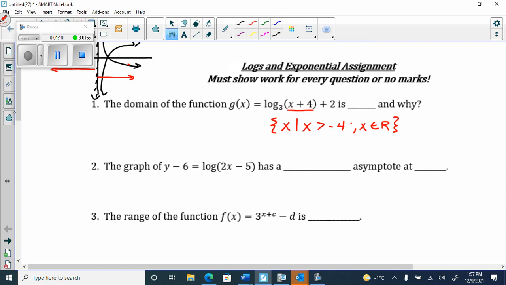This one here is a log again, and what I'm going to do is always get it into y equals, so I'm going to move my 6 over. I'm going to get log, I'm going to take a 2 out, I'm going to get x minus 5 halves, then I'm going to add 6.